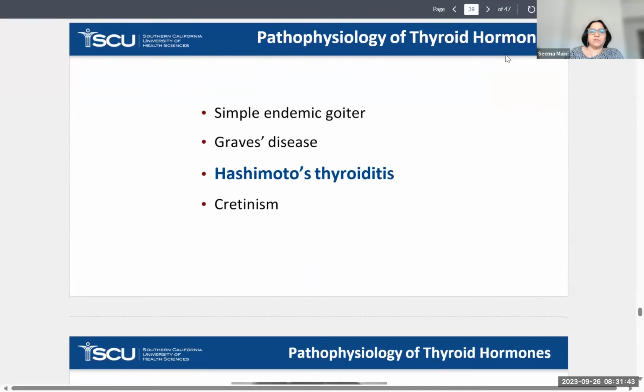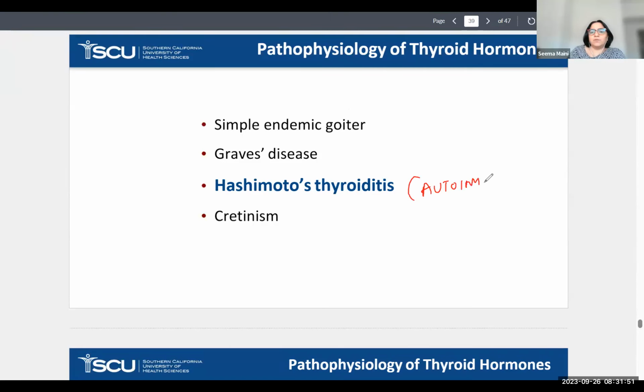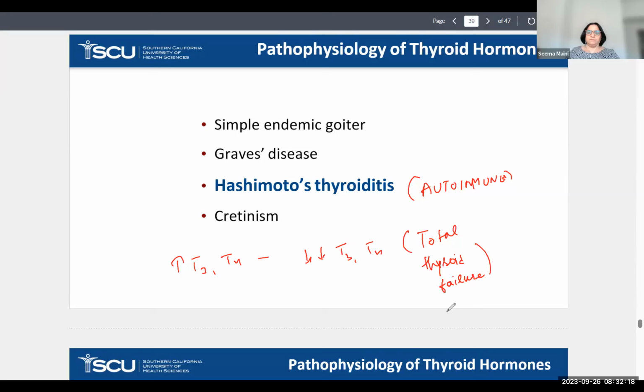And then in Hashimoto's thyroiditis, I told you it's again autoimmune, but the antibody initially stimulates the thyroid to produce an increased level of T3, T4. But then after about 3 to 6 months, there is a decrease in T3, T4 levels, and then there is total thyroid failure ultimately.